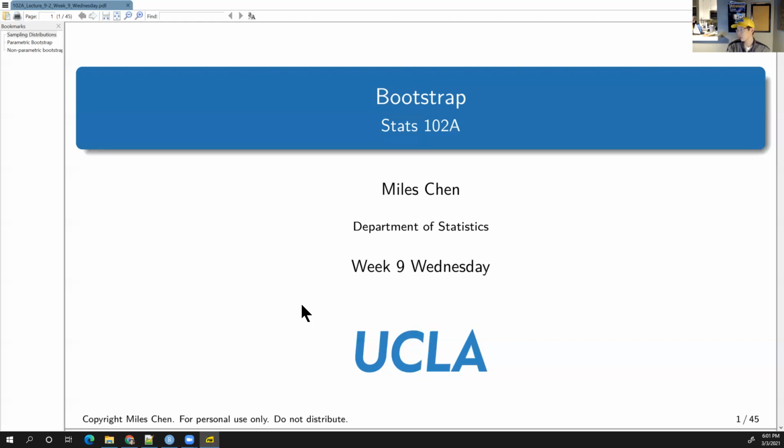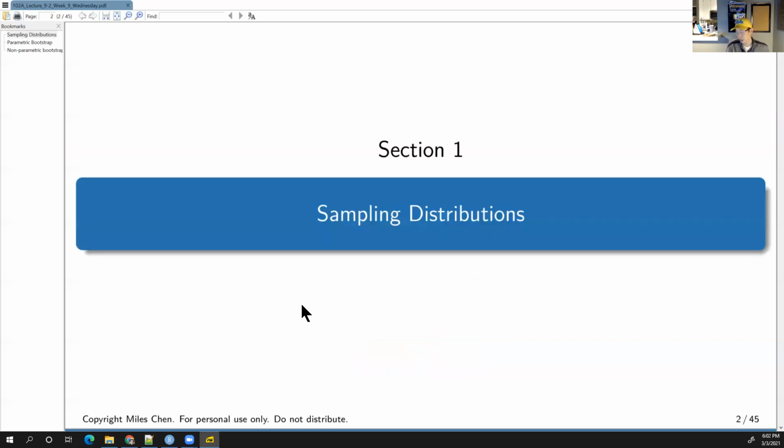So today we will take a look at Bootstrap. On Monday earlier this week, we looked at the randomization test. Today's topic, the Bootstrap, is similar, but different enough.